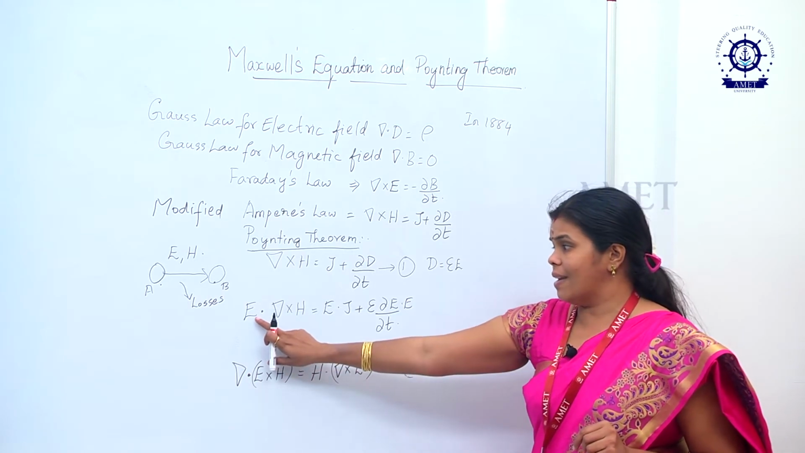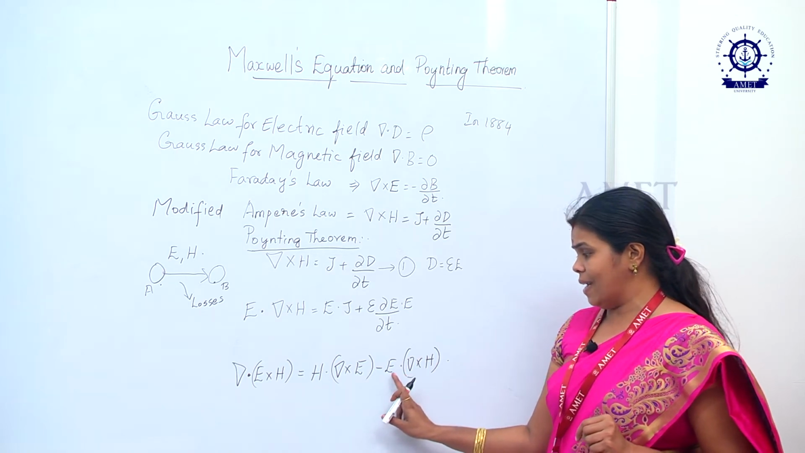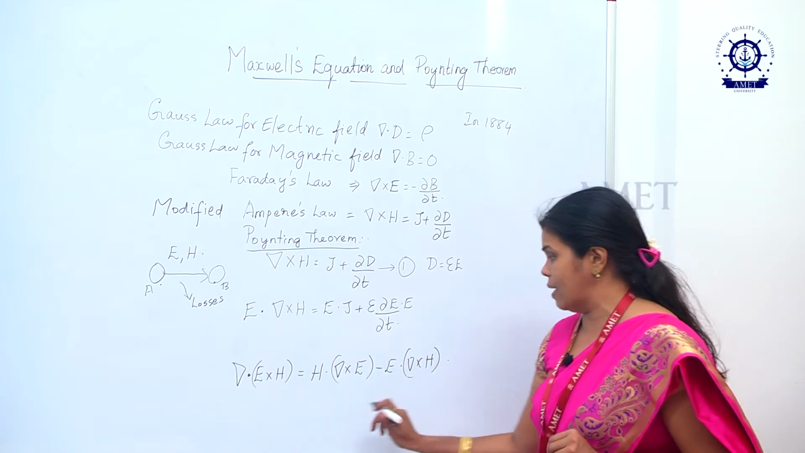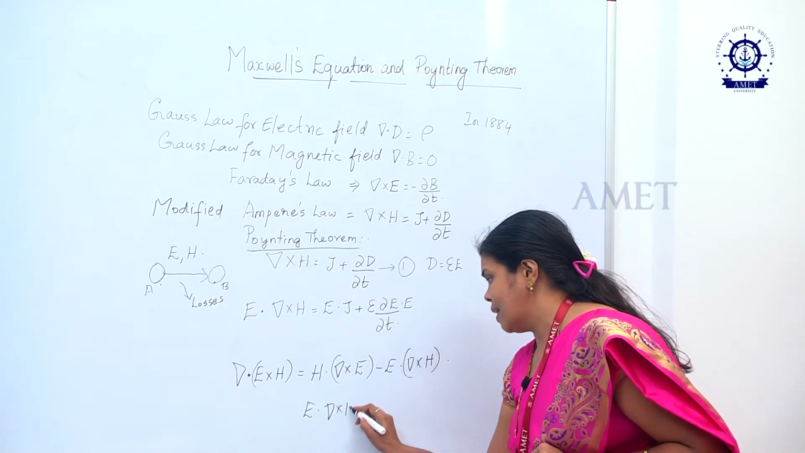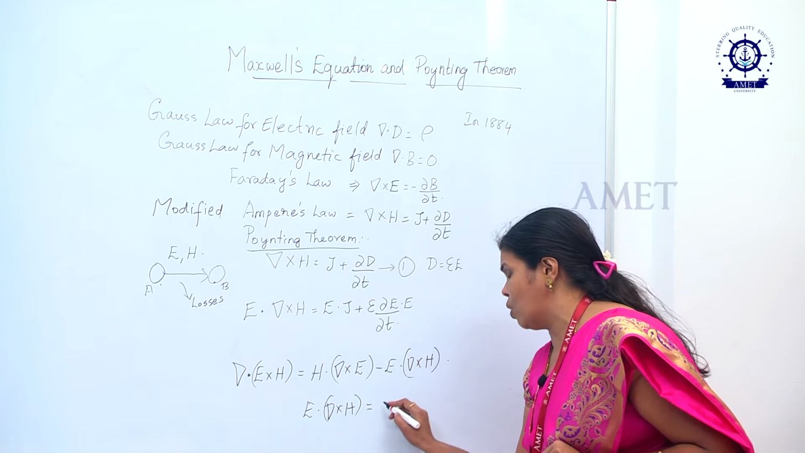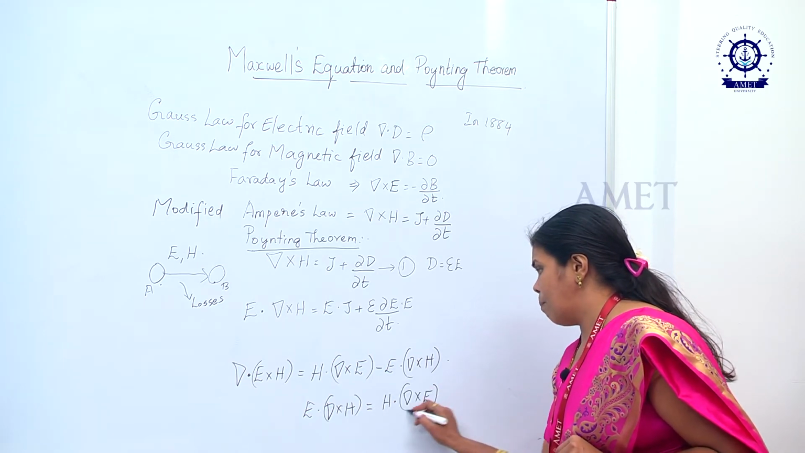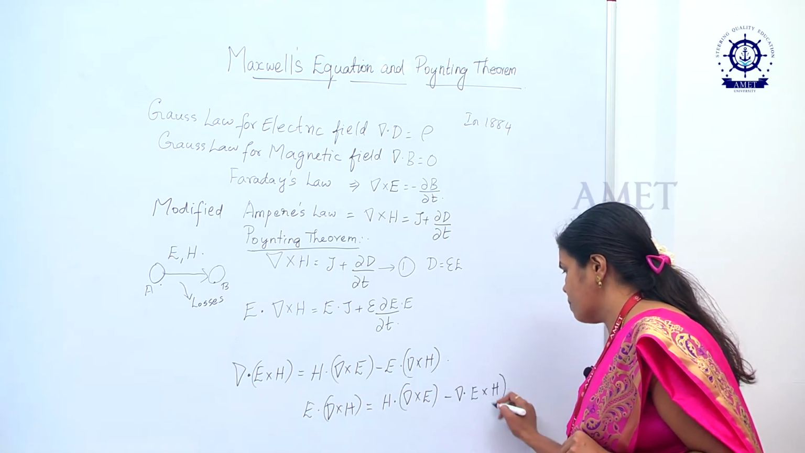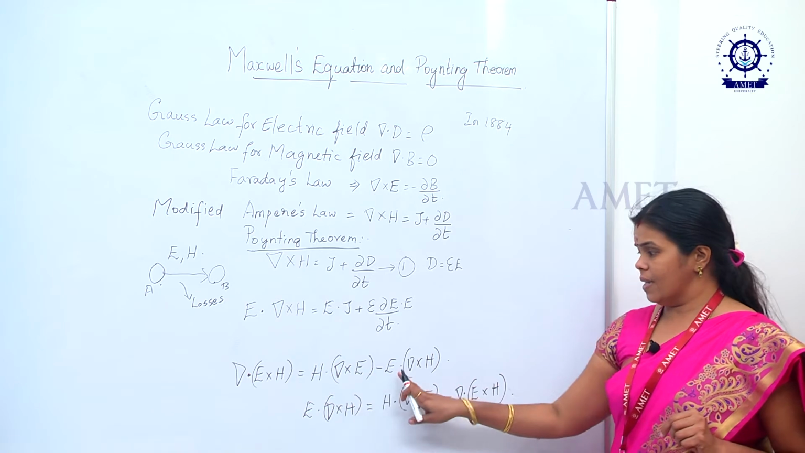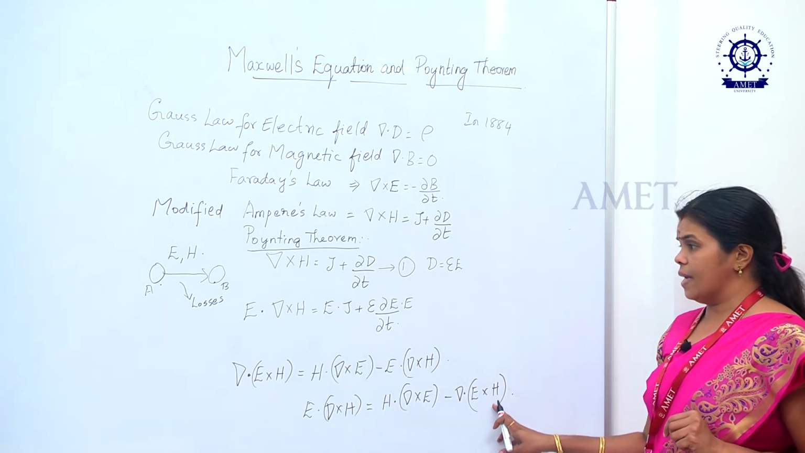You see here E dot del cross H. So we have to write the term E dot del cross H. This can be written as, so in the next step E dot del cross H can be written as, which is equal to H dot del cross E minus del dot E cross H. E dot del cross H, which is equal to H dot del cross E minus del dot E cross H.